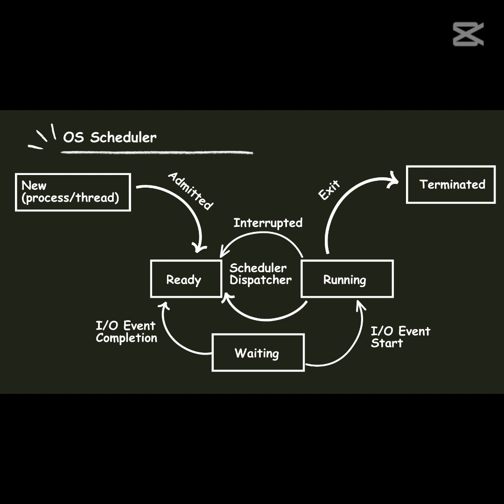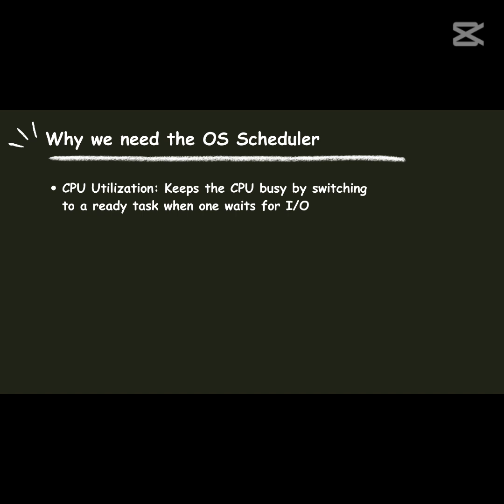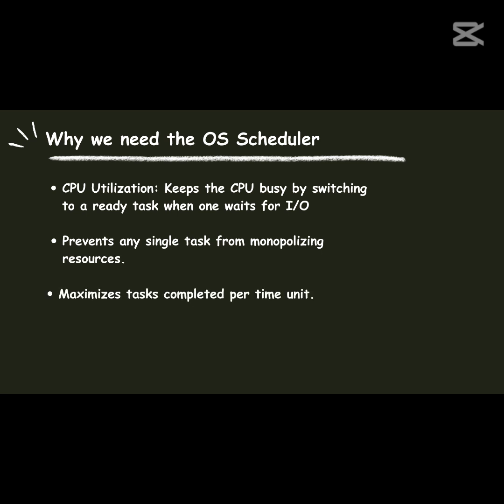Why do we need an OS scheduler? An OS scheduler is important for CPU utilization. It keeps the CPU busy and switches to a ready task when one is awaiting input/output. It prevents any single task from monopolizing the CPU's resources, and it maximizes the tasks completed per unit time.